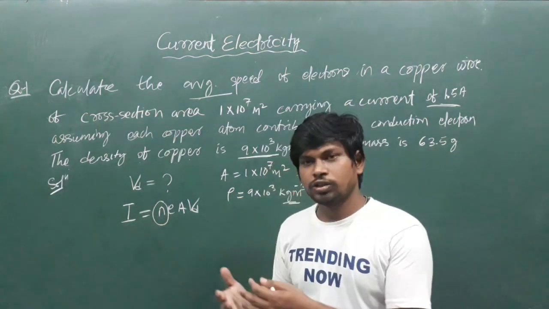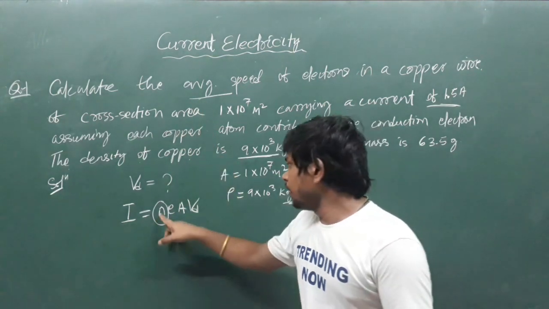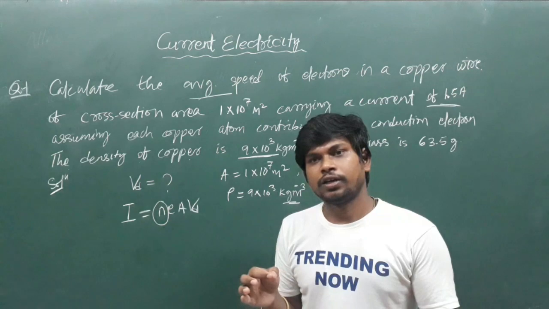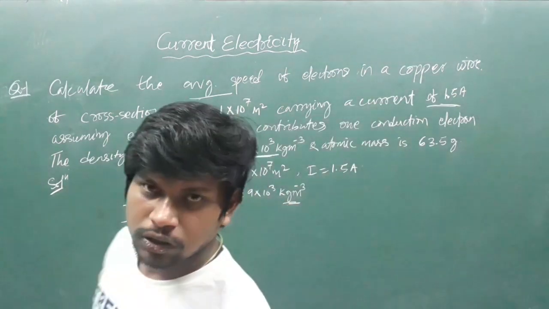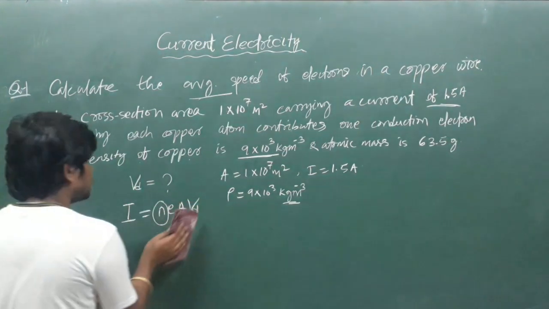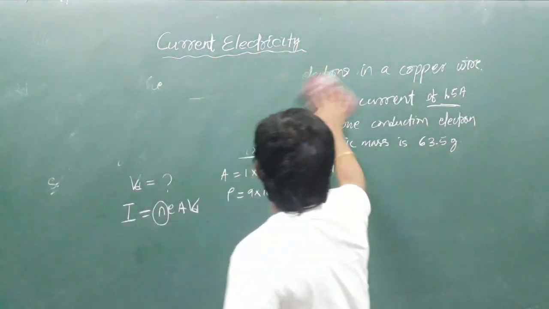Ye question mein jab hum lecture de rahe the us time maine bataya tha ki n is the number of electrons per unit volume. So you have to find this number. They have not given it. So let's find out what is n. So I am erasing the question, you write it, then you can solve it.